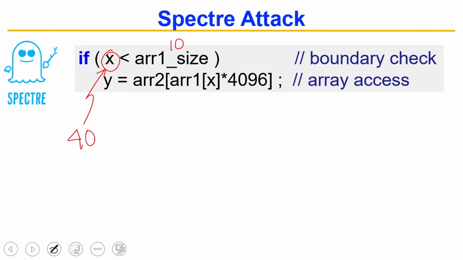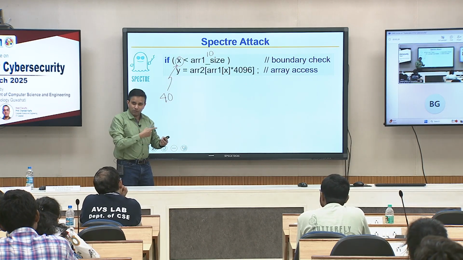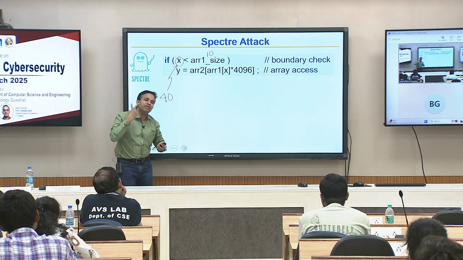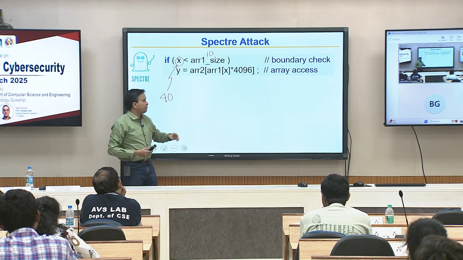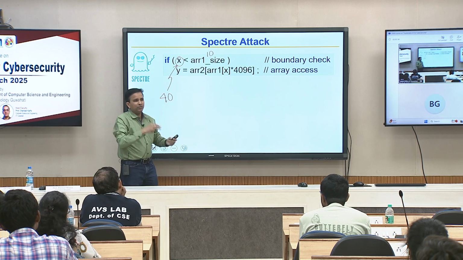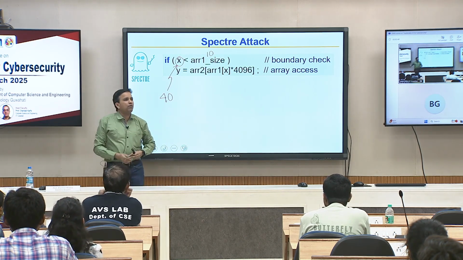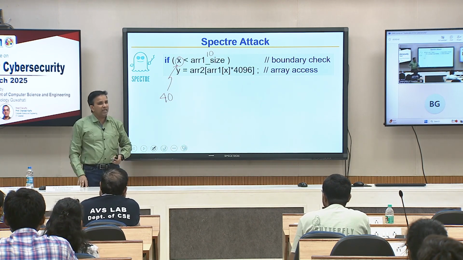In a normal situation, the processor is not supposed to allow you to access this instruction, because 40 is not less than 10. But the branch predictor, which does not know any of this is going on, and the attacker has to train it, which I will show in a moment. The attacker has to train the branch predictor multiple times by giving values of x less than 10. Give 1, 2, 3, 5, 7, 2, 3, hundreds of times, give values of x a lot less than 10.